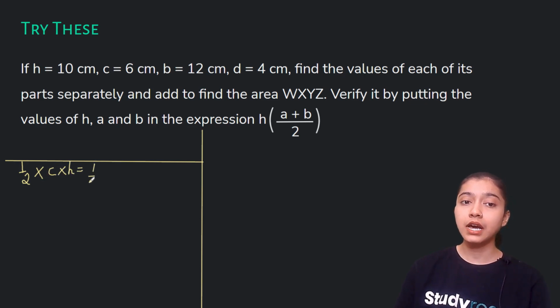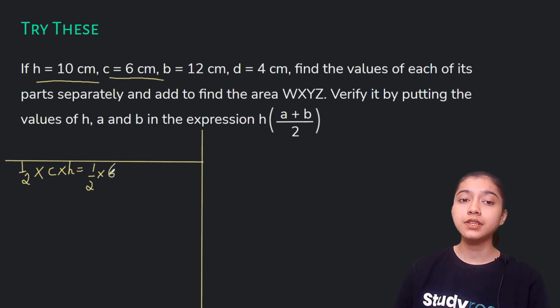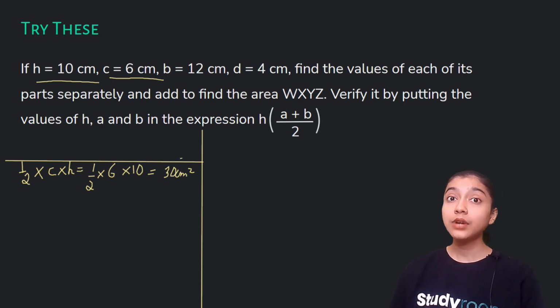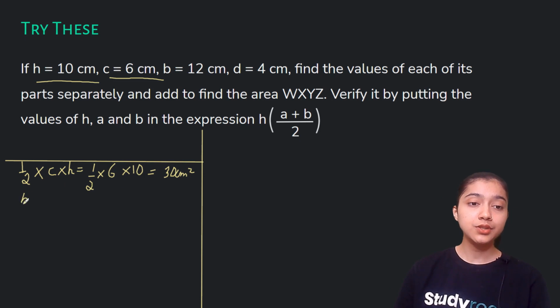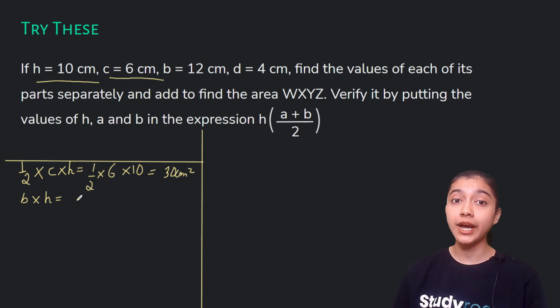So this will be half. We'll be putting the values of C and H from the given question, that is 6 centimeters and 10 centimeters. So the value of C is 6 and H is 10. So ultimately this gives us 30 centimeters square as the area of the first triangle. Now the area of the rectangle which was there inside the trapezium was B into H. So here for the area of the rectangle we will put the value B equals 12 and H equals 10. This ultimately gives us 120 centimeters square.